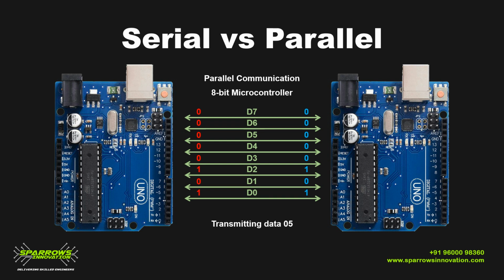Another problem is, if any one line is disconnected in this parallel communication, then the data received at the receiver side will be different from the data transmitted at the transmitter end. So these are also some of the disadvantages in parallel communication. So to rectify this, we are going for serial communication.